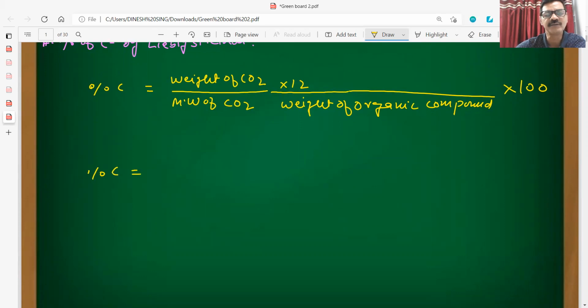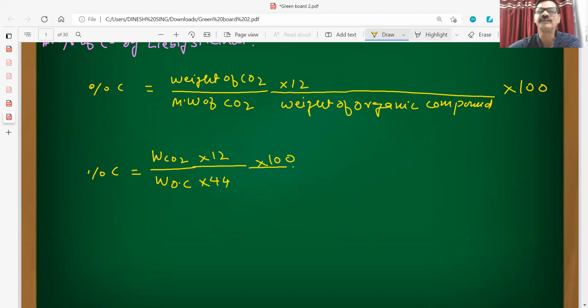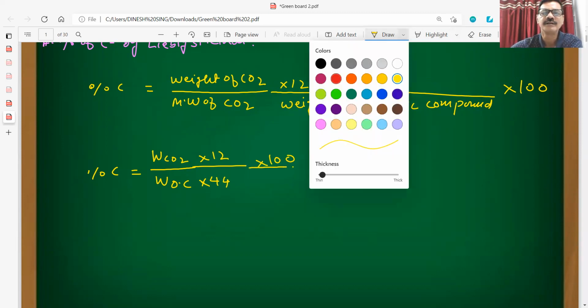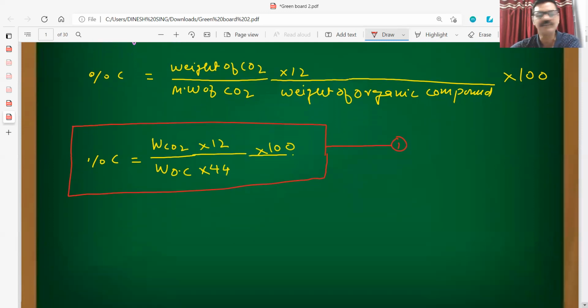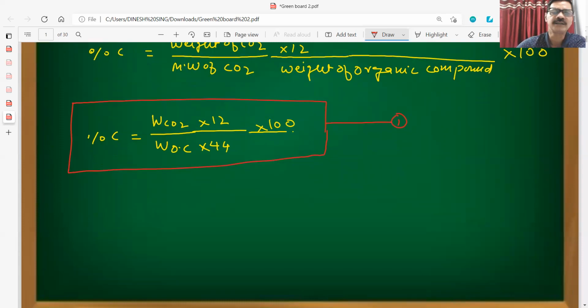So again we can see that the percentage of carbon will become equals to what? W of CO2 upon W of organic compound into 12 upon 44 into 100. So by this formula we can determine the percentage of carbon. If the data is given regarding the weight of carbon dioxide, we use this; if the percentage is given directly, then we will use the methods for determination of empirical formula. So this is one thing.